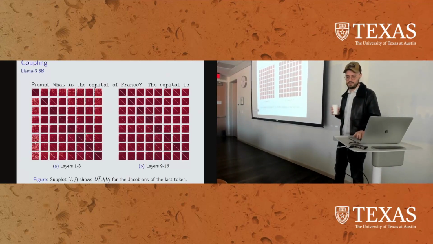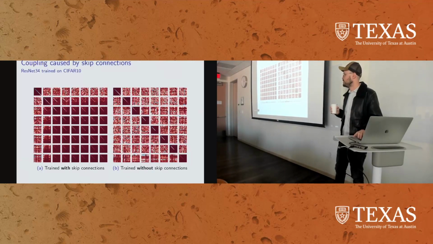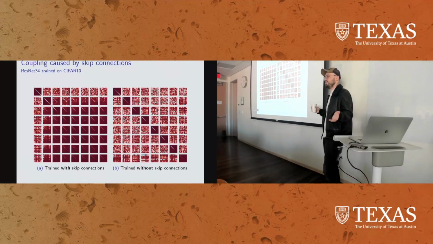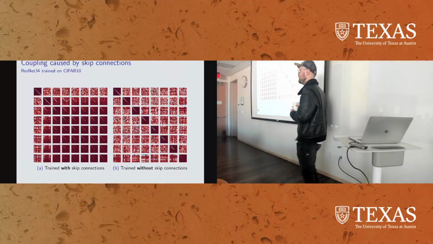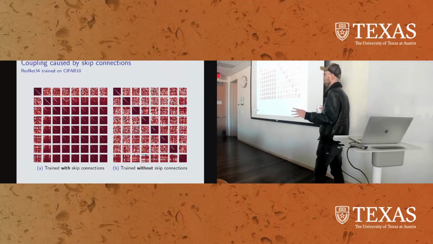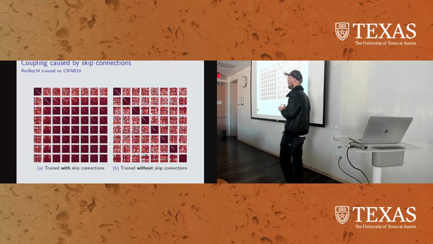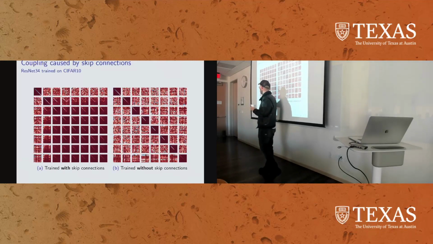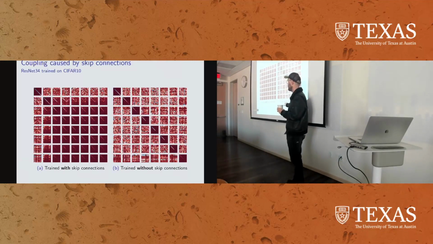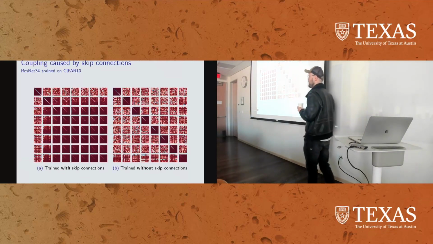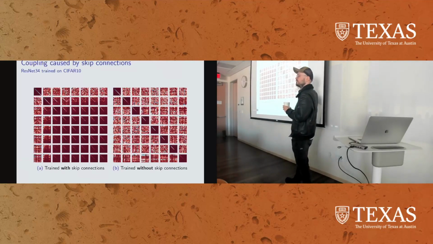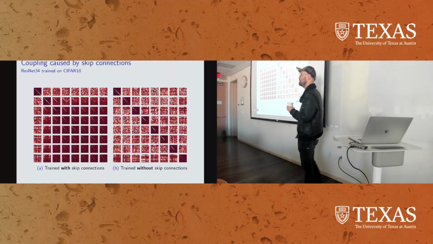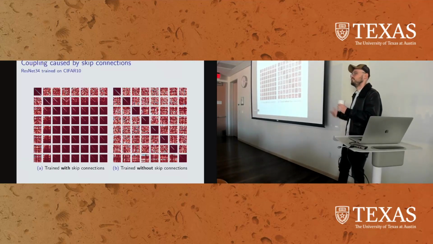Okay, so at this point, you might be asking, what is causing all of this coupling between the layers? So we decided to do an intervention. We trained two models. One is the usual ResNet that has skip connections, and another model where the skip connections were removed. Once you remove the skip connections, you can see that now there is absolutely no coupling, except on the diagonal. And so that means that if you remove the skip connections, there is no coupling.